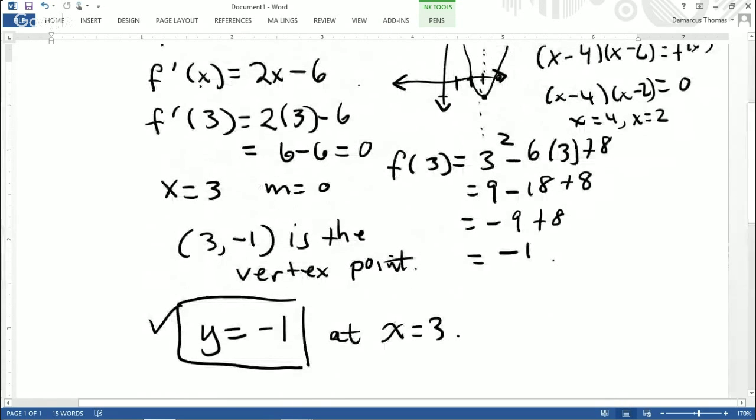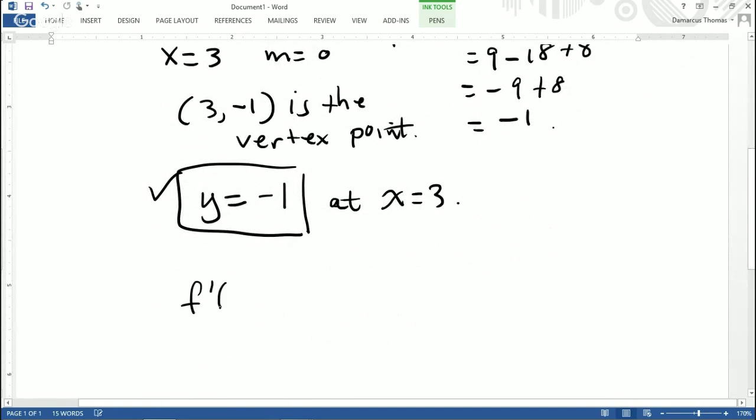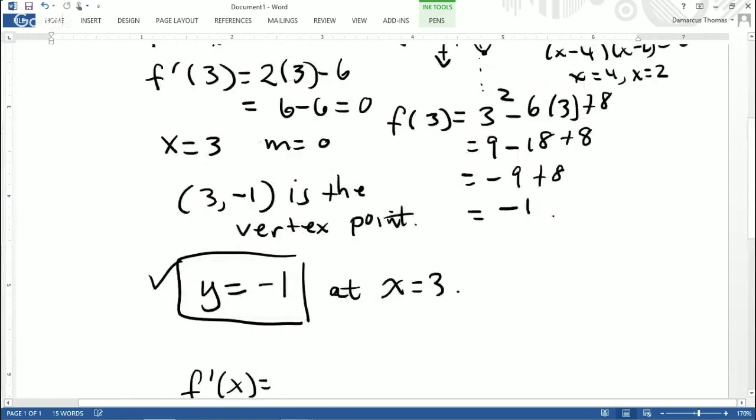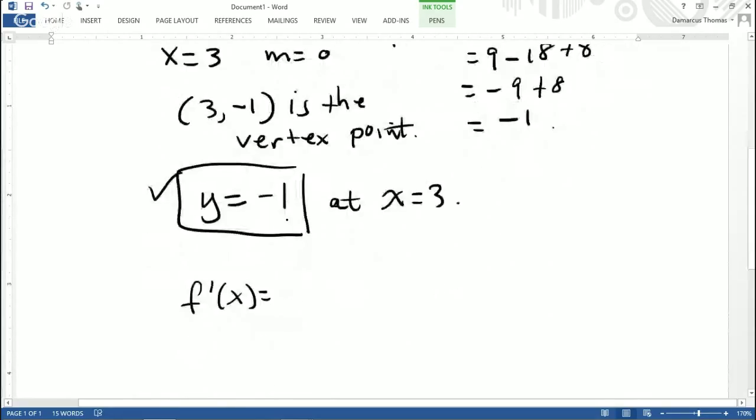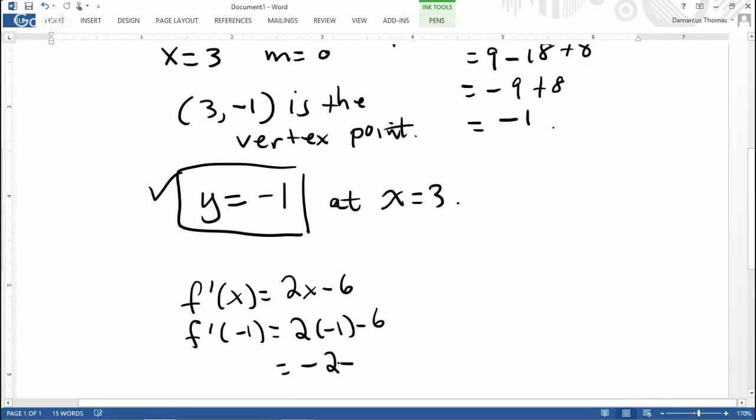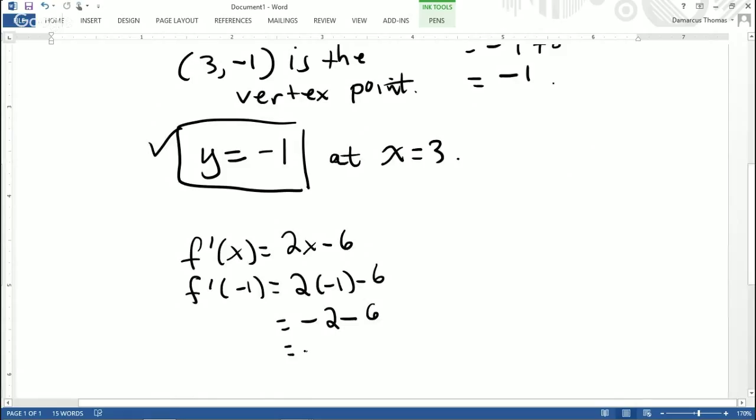And so what we're going to do is use f prime of x is equal to 2x minus 6. And I'm going to figure out what f prime of -1 is. I'm getting 2 times -1 minus 6. So that's -2 minus 6. And that's just -8. And so the slope of that tangent line at that particular point is -8.